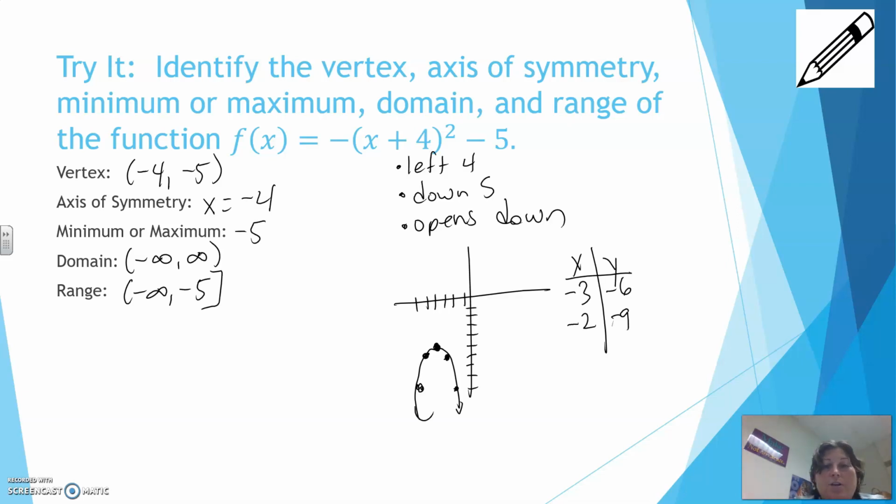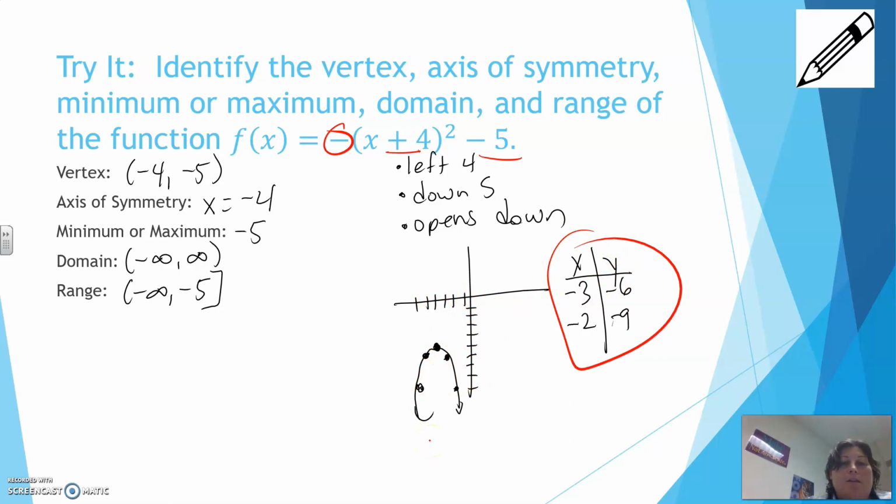Okay, so here's what you should have. You should have had that it goes left 4, down 5, and that it opens down because of the negative. I sketched my graph here where I went left 4, down 5, found the 2 extra points, and the graph looks like that. The vertex then is at -4, -5. Axis of symmetry then is at x equals -4. The minimum or maximum, in this case, it would actually be a maximum because it's the highest point on the graph at -5. Domain is still -infinity to infinity.